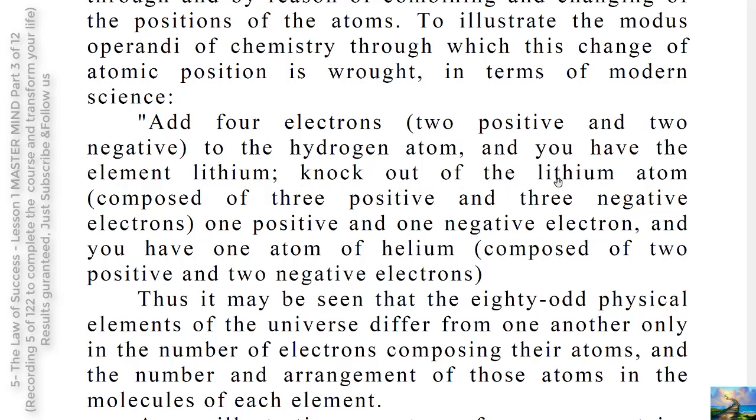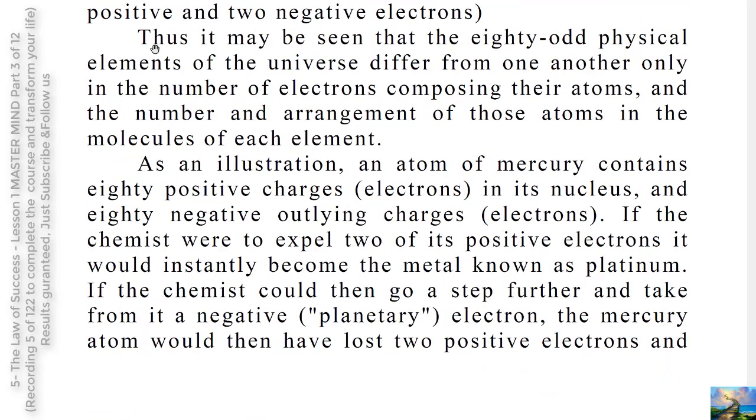Knock out of the lithium atom, composed of 3 positive and 3 negative electrons, 1 positive and 1 negative electron, and you have 1 atom of helium, composed of 2 positive and 2 negative electrons. Thus it may be seen that the 80-odd physical elements of the universe differ from one another only in the number of electrons composing their atoms, and the number and arrangement of those atoms in the molecules of each element.